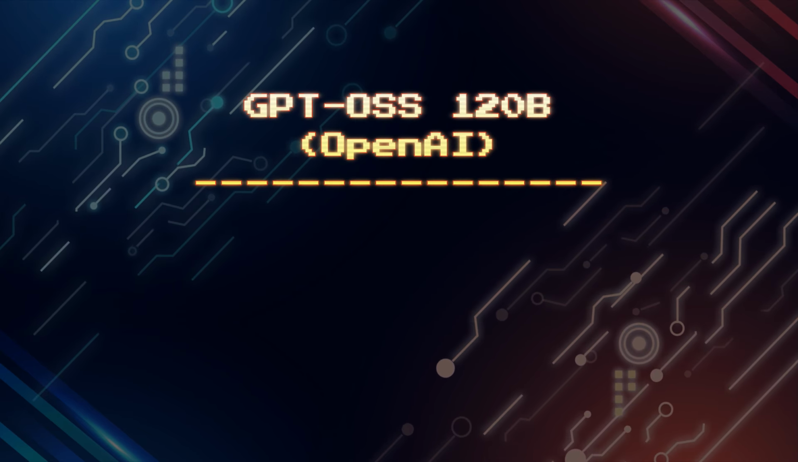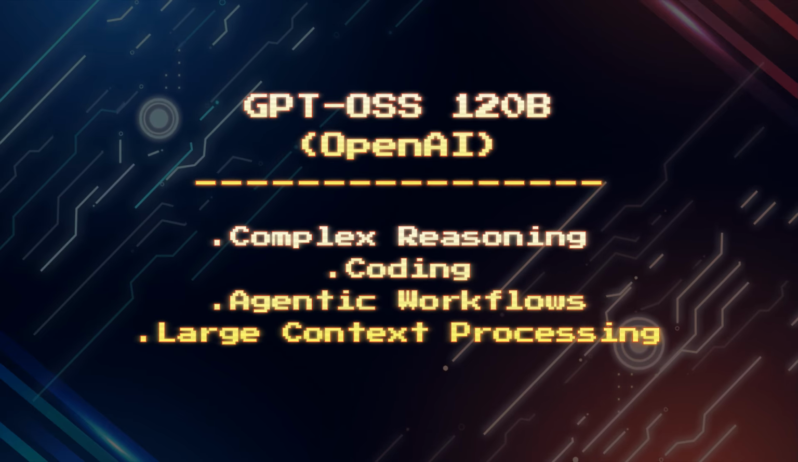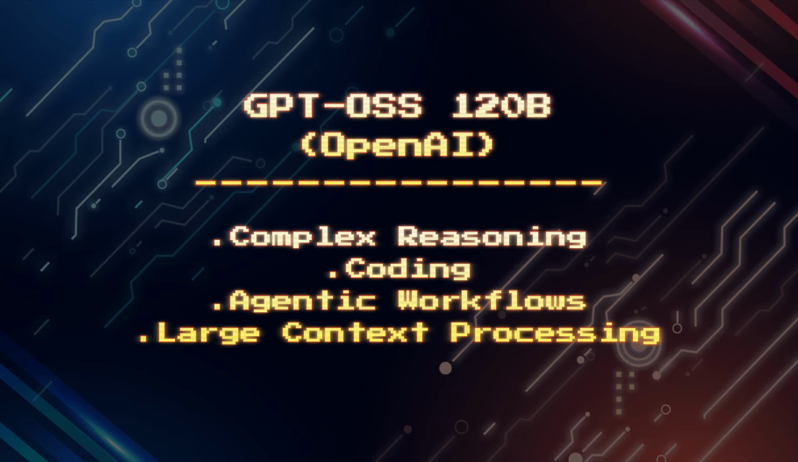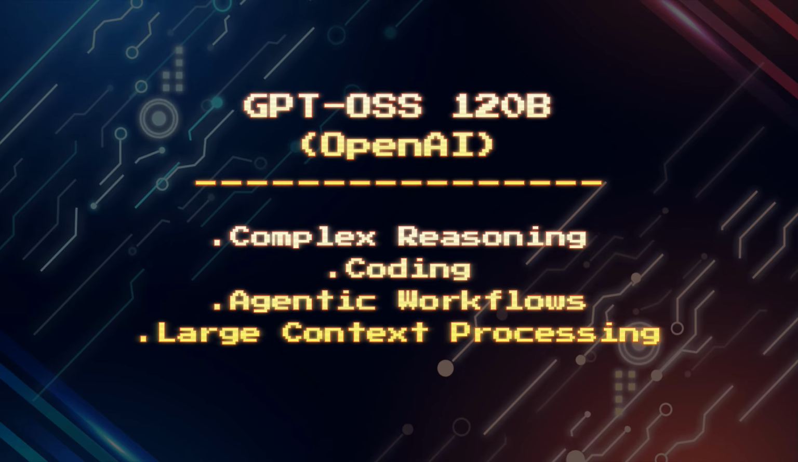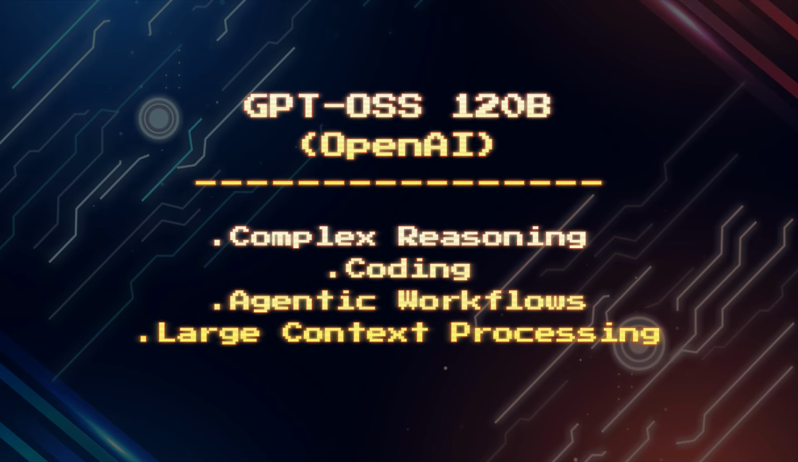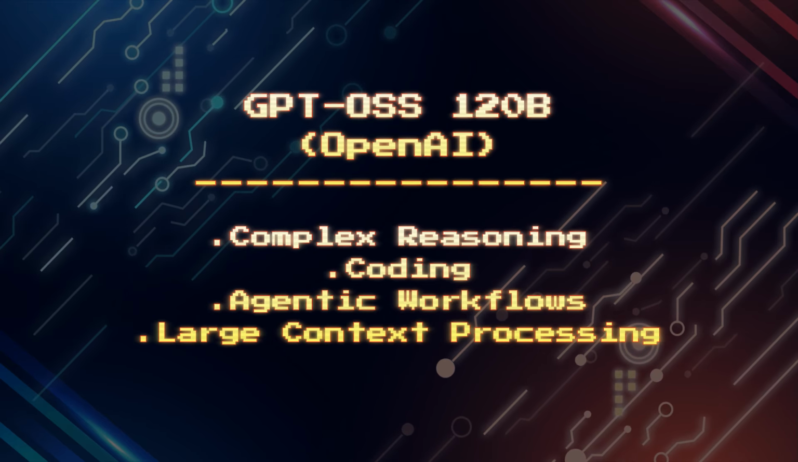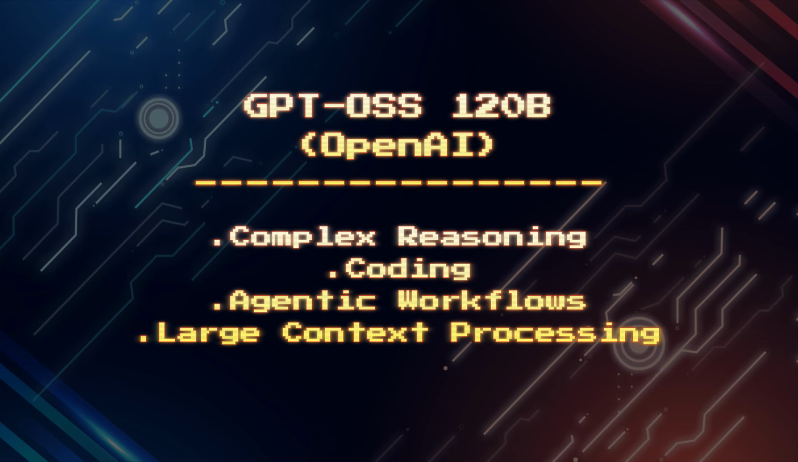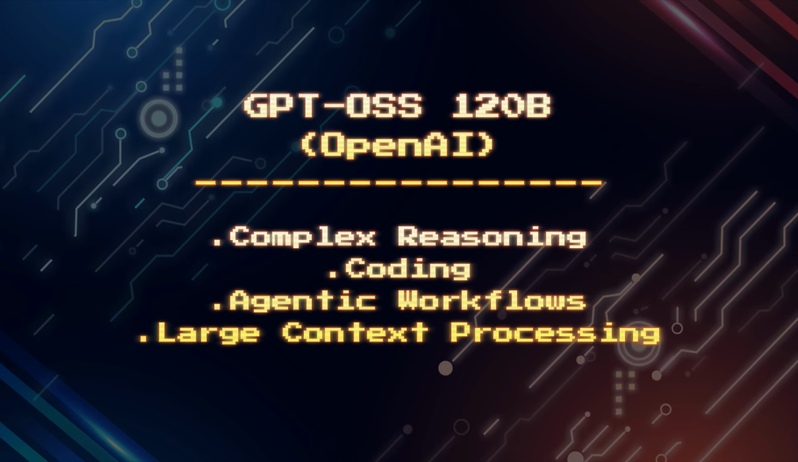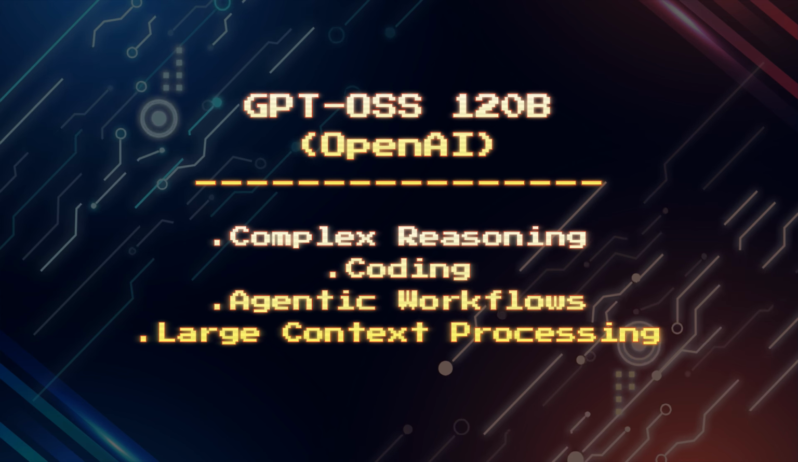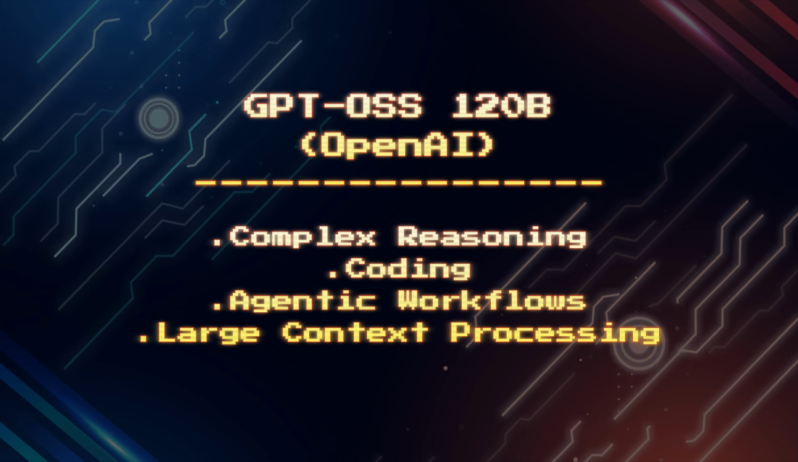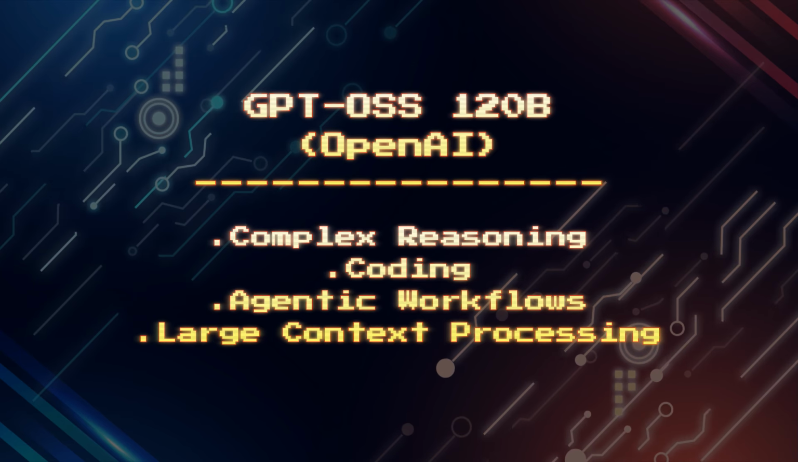Finally, there's GPT-OSS 120B from OpenAI, the 120 billion parameter version of the open-weight GPT-OSS family. This is targeted at high-end hardware, such as an RTX with more than 24 gigabytes of VRAM or multiple GPUs. It excels at state-of-the-art tasks that go beyond what most consumer rigs can handle.